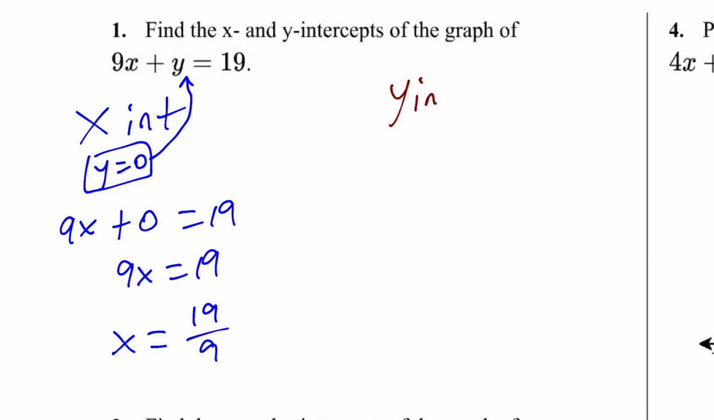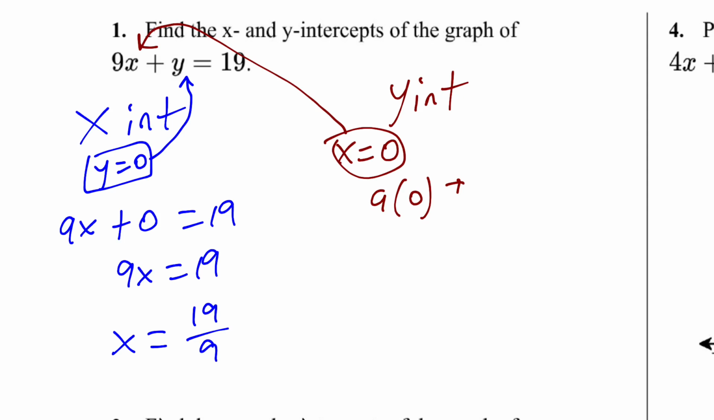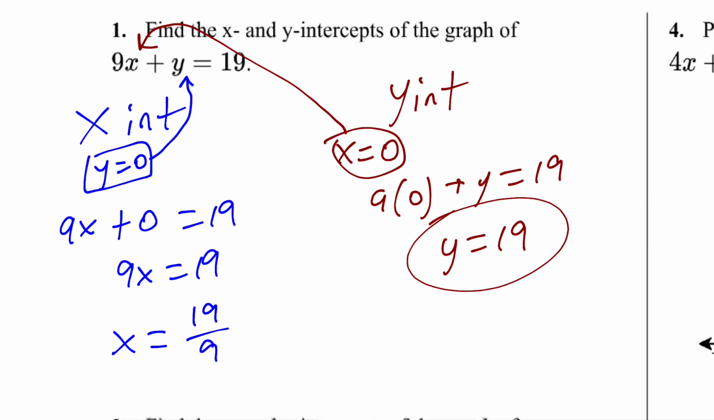To find the y-intercept, we will plug in x is equal to 0. So we take that, and this time it gets plugged in over here. So 9 times 0 plus y is equal to 19. So that part goes away when you have y is equal to 19. There's our y-intercept, there's our x-intercept.